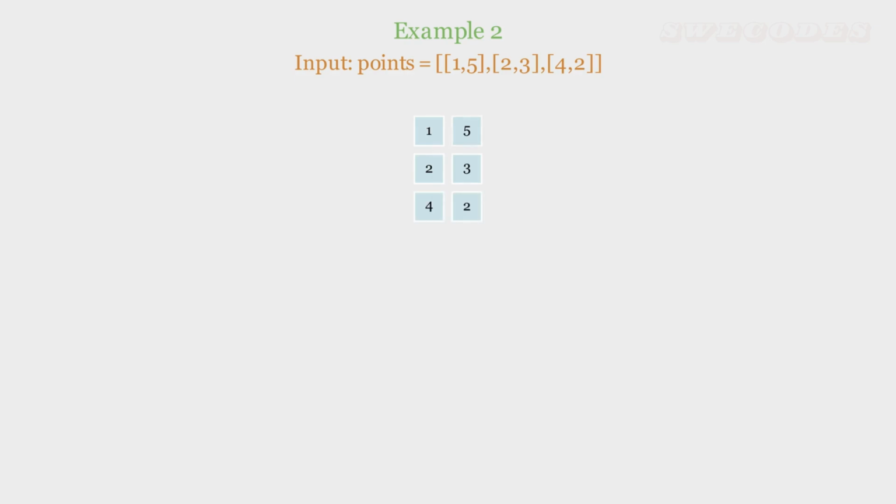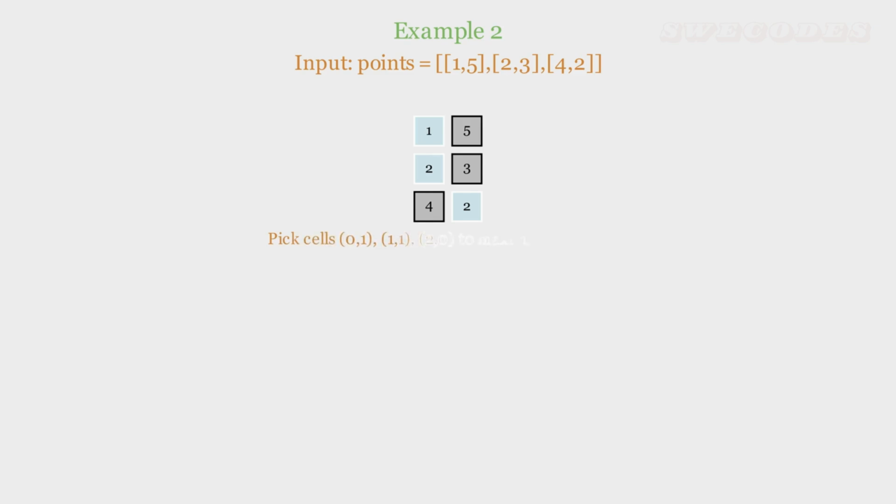In example 2, our input is a 3x2 matrix. 1, 5, 2, 3, 4, 2. Here's our new matrix visualized. Notice it has fewer columns this time. Again, we'll select one cell from each row to maximize our total points. Let's highlight the optimal selections. We choose the cell with value 5 from the first row, the cell with value 3 from the second row, and the cell with value 4 from the third row.